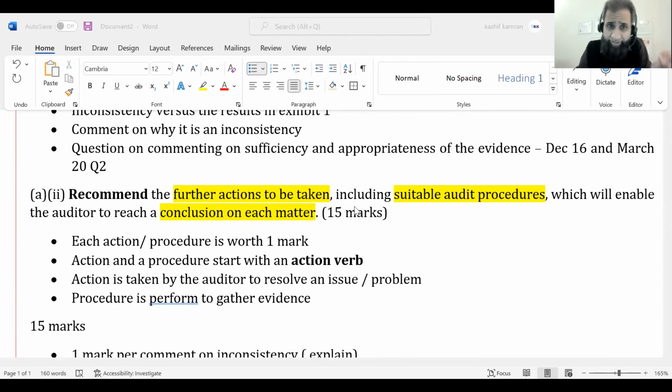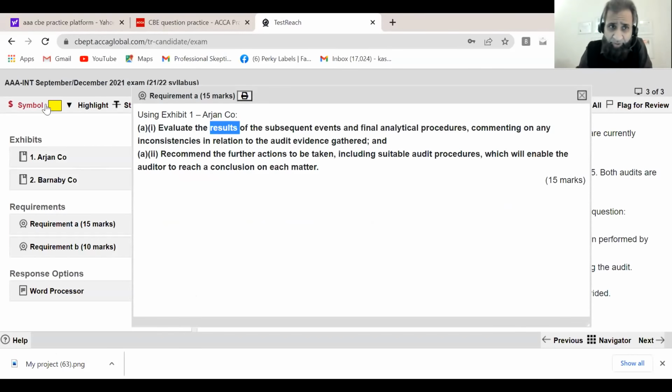Now, the examiner is saying the results are given in Exhibit 1, and we need to look at the results of the analytical procedures, and we need to look at the results of the subsequent events. And by looking at the results, we need to comment on the inconsistency.